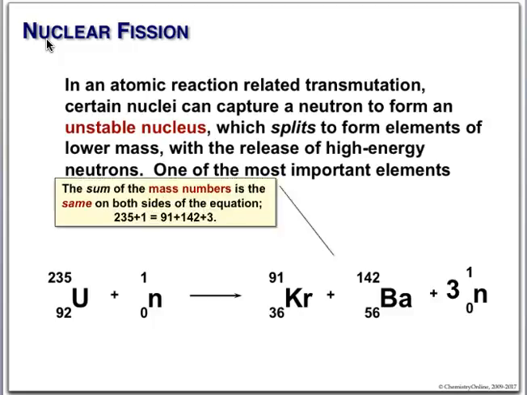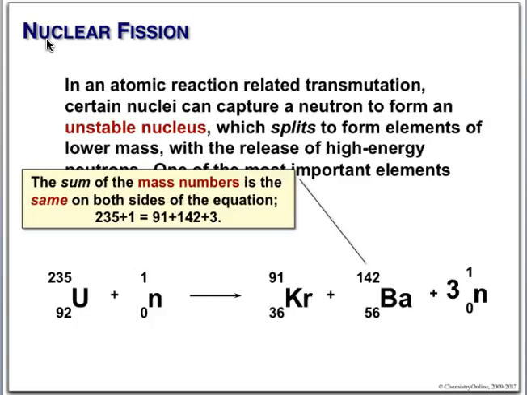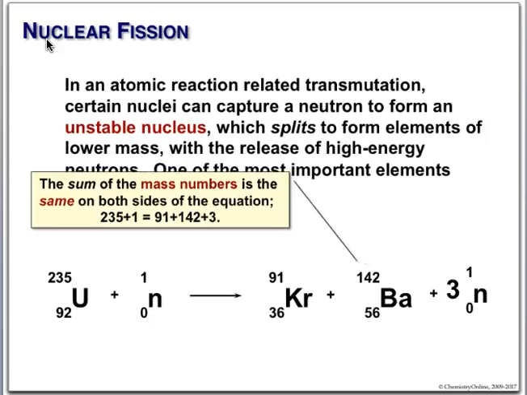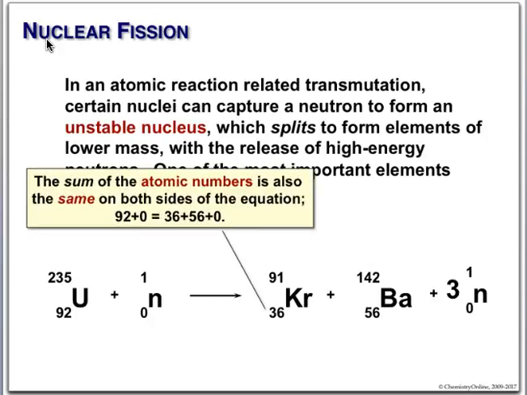If you look at this in terms of a nuclear equation, in terms of mass numbers, we have 235 plus 1, that's 236. On this side, we have 91, 142, and 3, and that also equals 236. So the nuclear equation is valid. The mass numbers work straight across. Same thing with atomic numbers: 92, 0, no protons in a neutron. 36 plus 56 equals 92. So we simply split this thing in half.